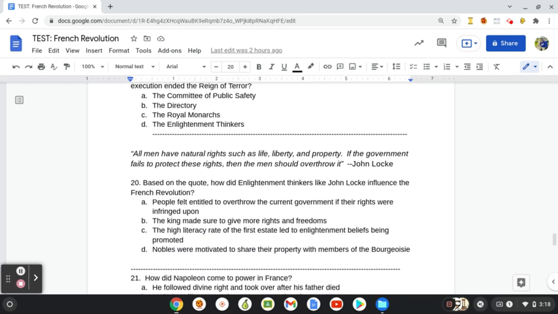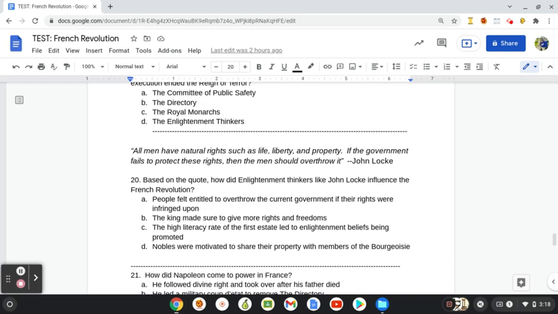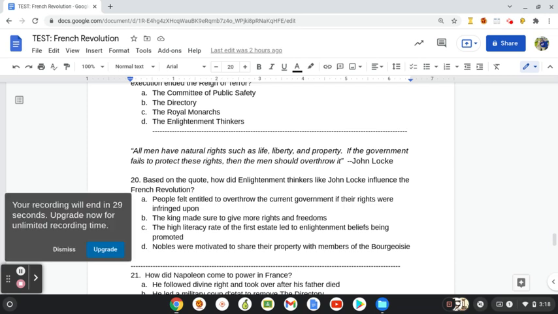Number 20. Based on this quote, how did Enlightenment thinkers like John Locke influence the French Revolution? People felt entitled to overthrow the current government if their rights were infringed upon. The king made sure to give more rights and freedoms. The high literacy rate of the First Estate led to Enlightenment beliefs being promoted, or nobles were motivated to share their property with members of the bourgeoisie.